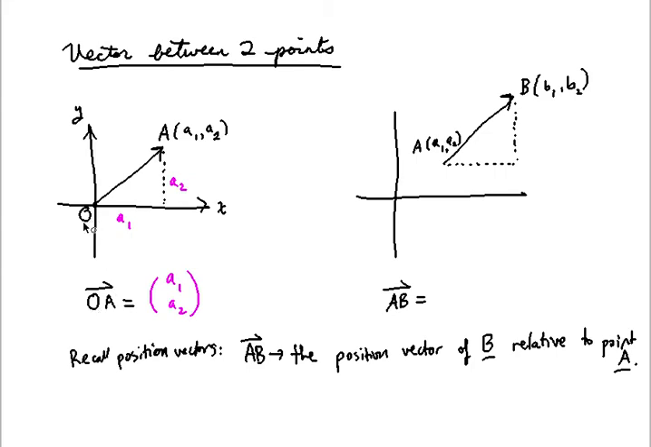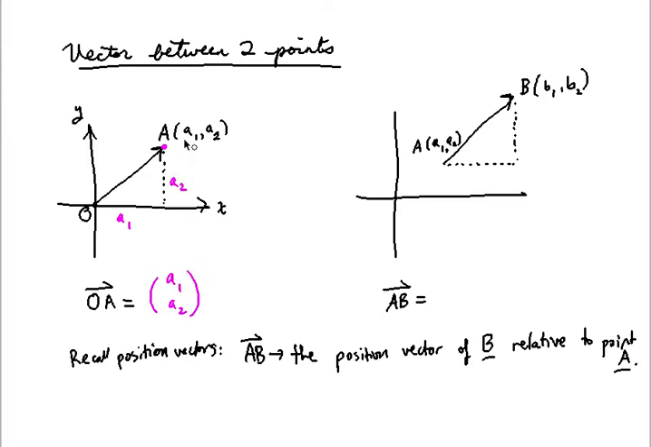If I'm going from the origin, where O is the origin, to a point, then all I need to do is look at the coordinates of that point and rewrite these numbers to look like this. Okay, so that's really convenient.